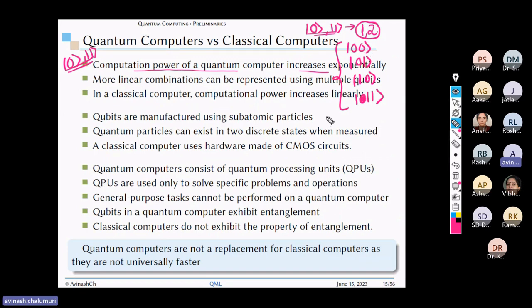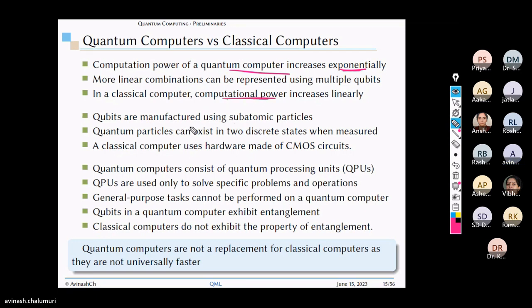That way, if I have one qubit, it can be represented in two states. If I have two qubits, it can be represented in four states. And if I have three qubits, it can be represented in 2 power 3, 8 states. So that way your computational power is increasing exponentially, not linearly, like in a classical computer.